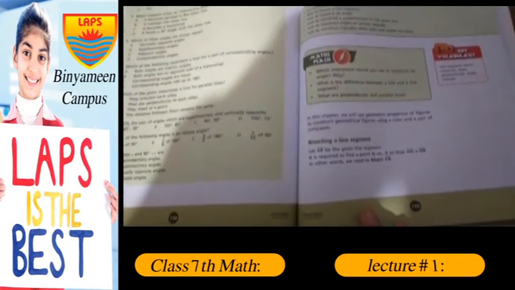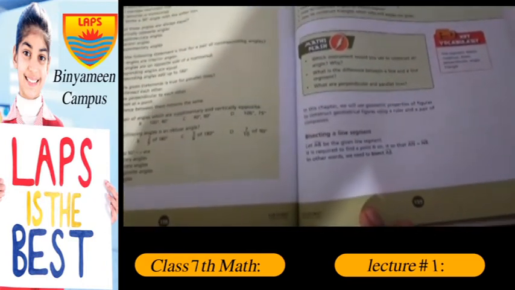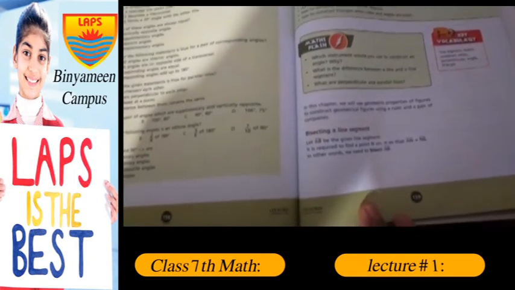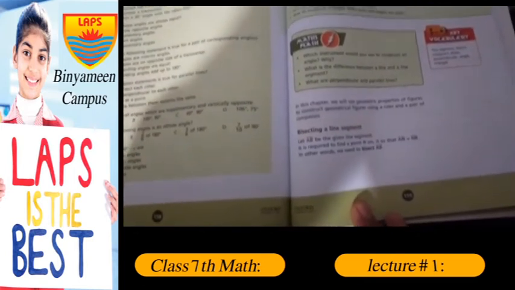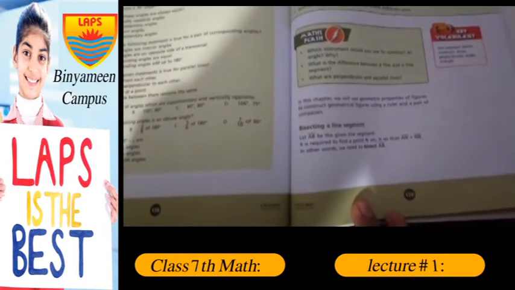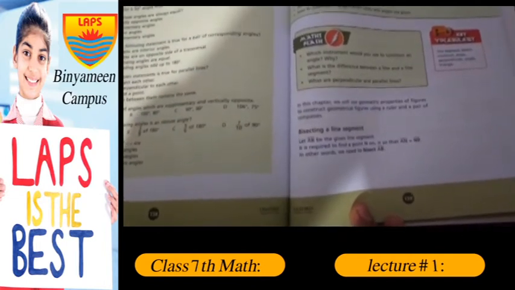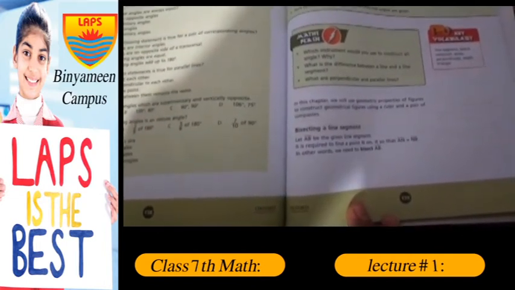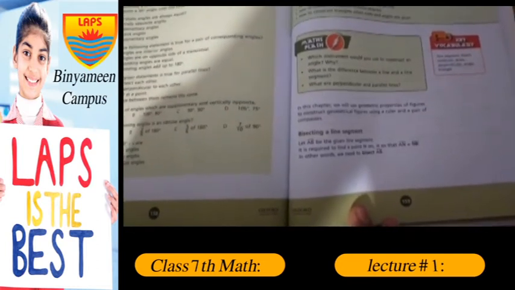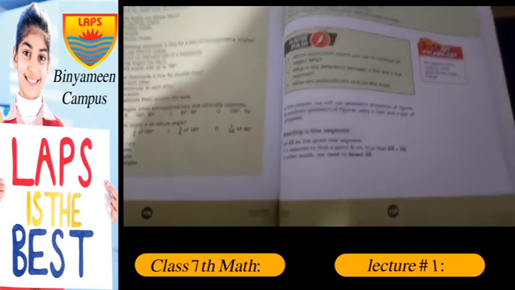bisecting a line segment. Let AB be the given line segment. It is required to find point N on it so that AN is equal to NB. In other words, we need to bisect AB.